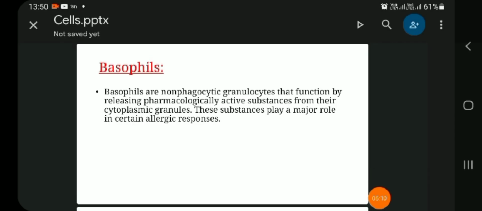The next cell type is basophils. Basophils, unlike neutrophils and eosinophils, are non-phagocytic granulocytes. They function by releasing pharmacologically active substances from their cytoplasmic granules. Means their cytoplasm contains pharmacologically active substances which will release chemicals to remove the infection or inflammation from the body. These substances play a major role in certain allergic responses. So the basophils generally play a major role when there is an allergic reaction in the body.